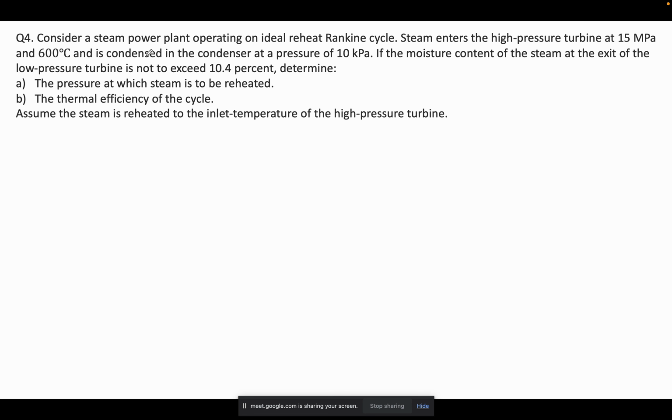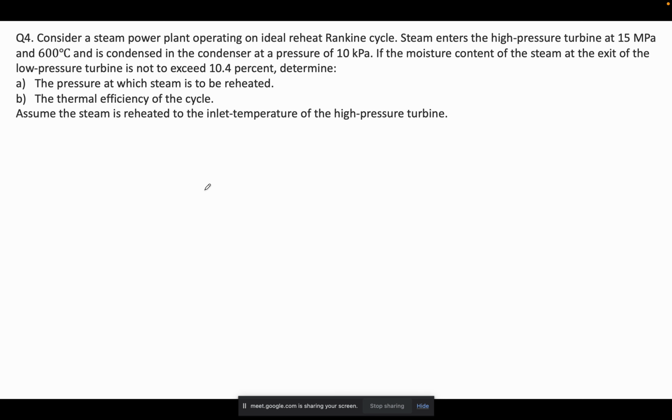Now consider a steam power plant operating on an ideal reheat Rankine cycle. Steam enters the high pressure turbine at 15 megapascal and 600 degrees Celsius and is condensed in the condenser at 10 kilopascal. If the moisture content in the steam at the exit of the low pressure turbine is not to exceed 10.4%, determine the pressure at which the steam is to be reheated and the thermal efficiency of the cycle. Assume the steam is reheated to the inlet temperature of the high pressure turbine.